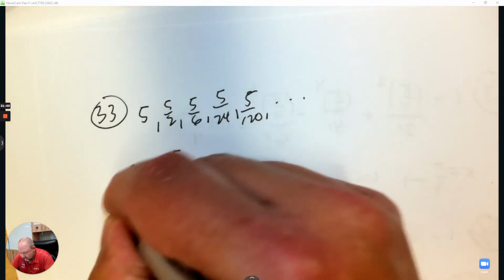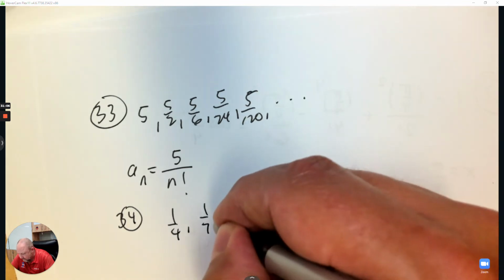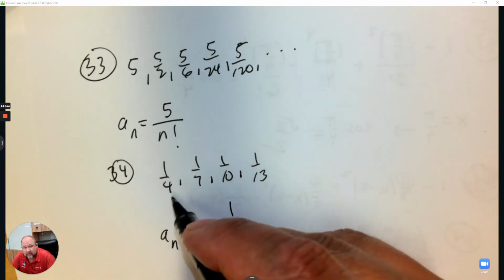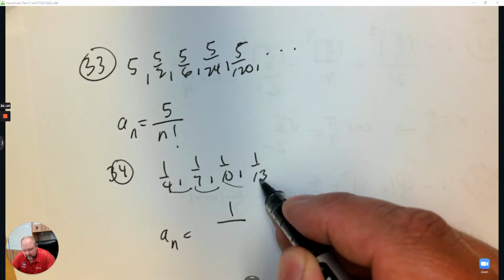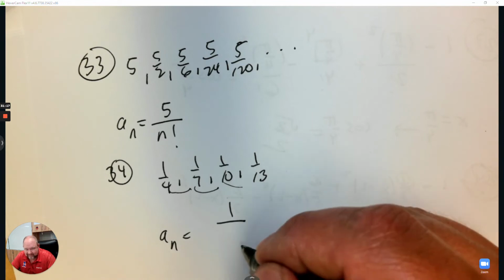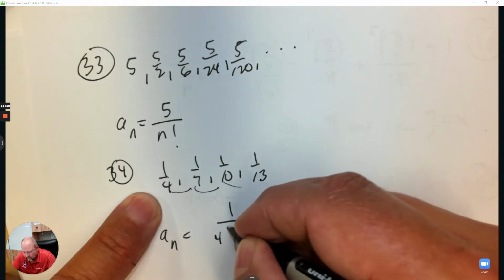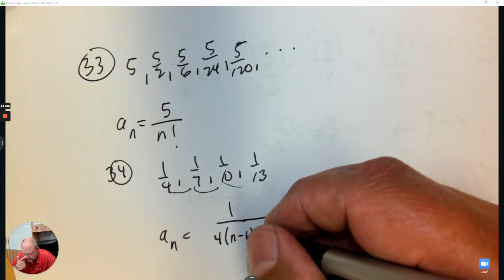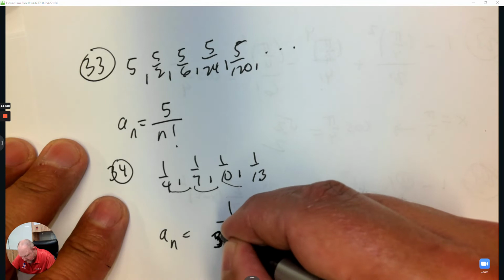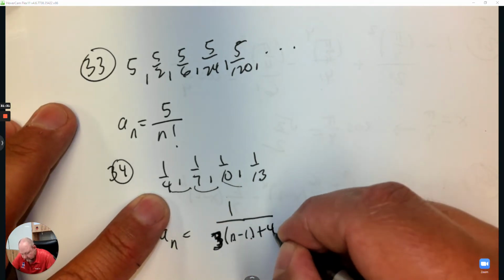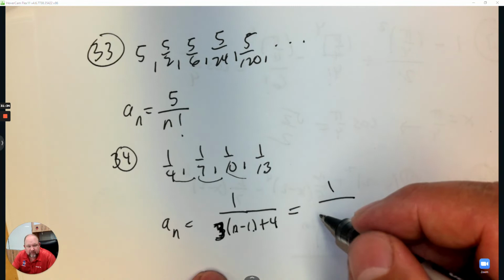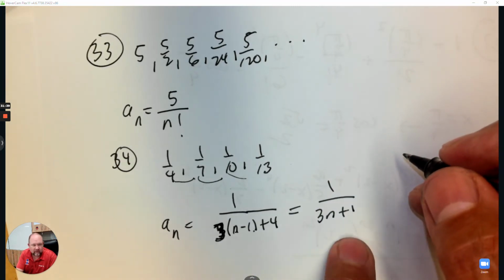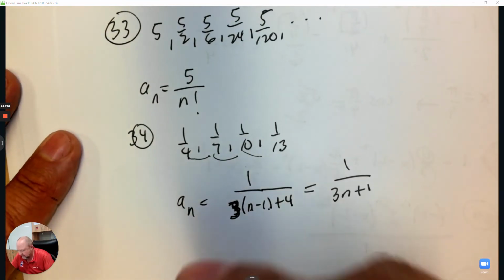I know these are not easy sometimes. 1 over 4, 1 over 7, 1 over 10, 1 over 13. So I definitely see 1, but what's this? It's just going up by 3, right? So this is actually like arithmetic in the denominator. I'll help you. The first term is 4, and then it's n minus 1. Sorry. The common difference is 3. Try it again. And then the first term is 4. If I multiply it out, that would be 3n plus 1. So if I plug in 1, it's 4, 2 is 7, and so on. Pretty good, right? Pretty nifty.